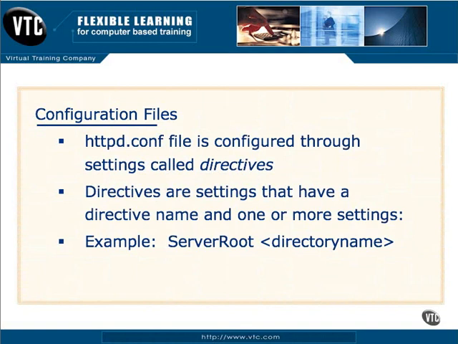httpd.conf is configured through settings called directives. Directives are settings that have a directive name and then one or more settings. For example, the ServerRoot directive is specified with a directory name. ServerRoot is the directive, and then it has a setting called directory name, which you would then specify.